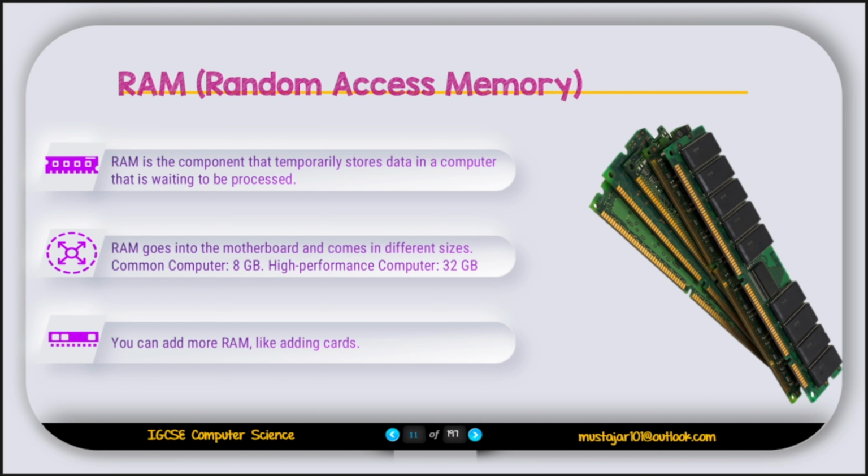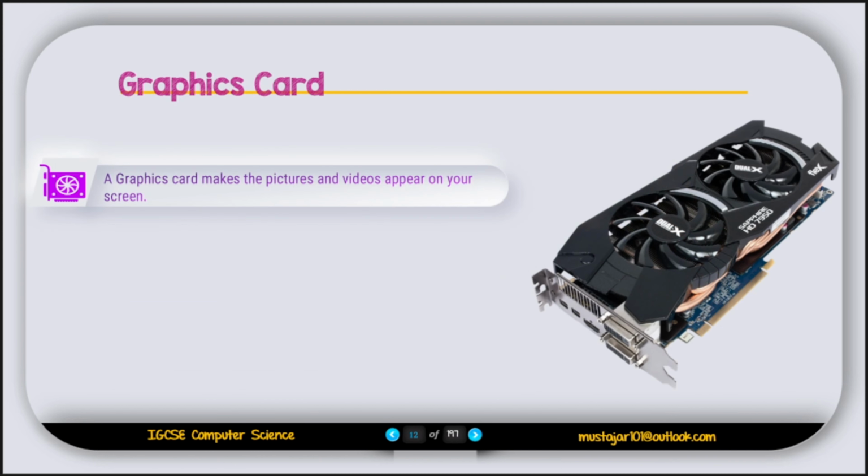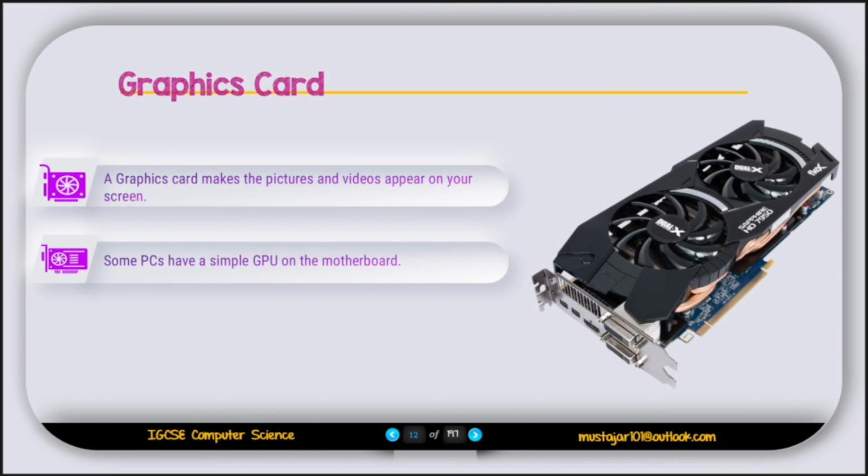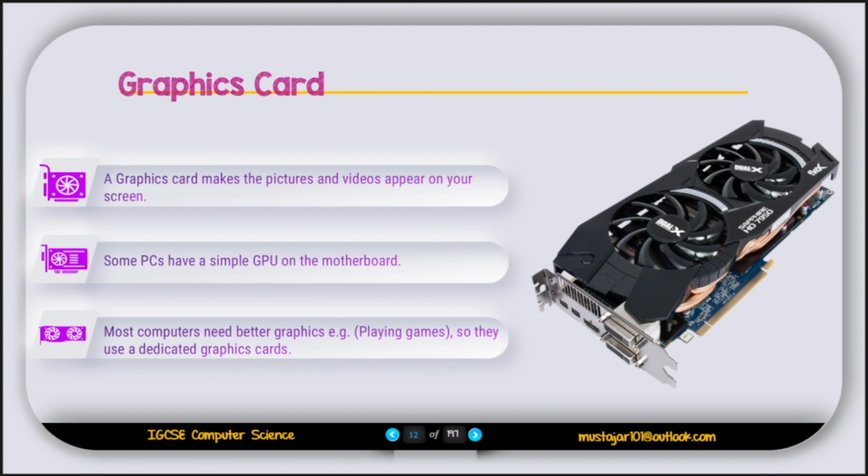Okay. Next component is called the graphics card. So what is a graphics card? A graphics card makes the picture and video appear on the screen. Some PCs have a simple GPU on the motherboard, but most computers need better graphics. For example, if you want to play games, you need a better graphics card. So they use dedicated graphics cards.